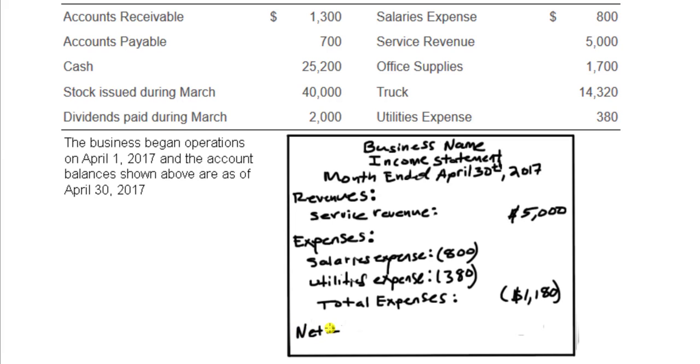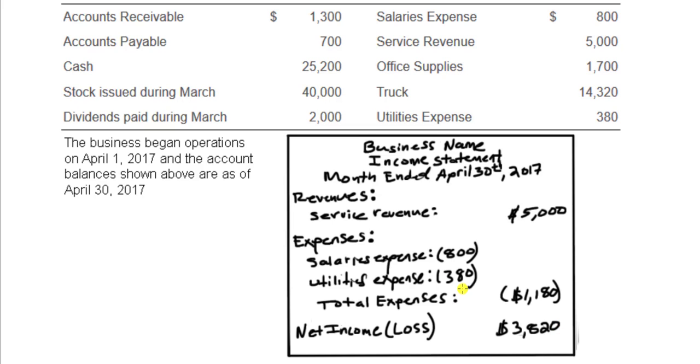Net income, and you'll usually see it says net income parentheses loss. What this means is if you have a loss, so your expenses are greater than your revenues, put it in parentheses to indicate that it is a loss, but it's not going to be a loss here. $5,000 in revenues minus $1,180 in expenses means that during the month of April, this business had $3,820 worth of profit generation.